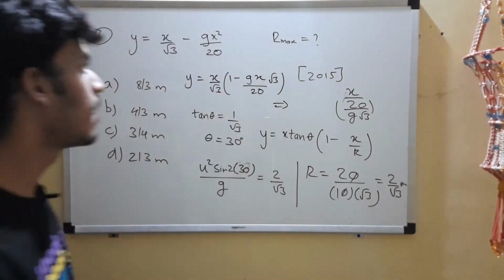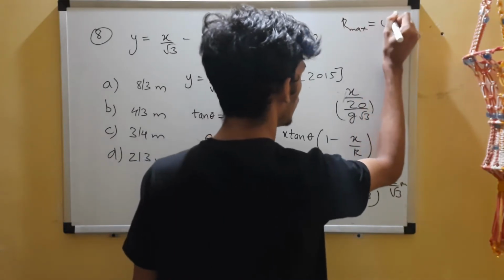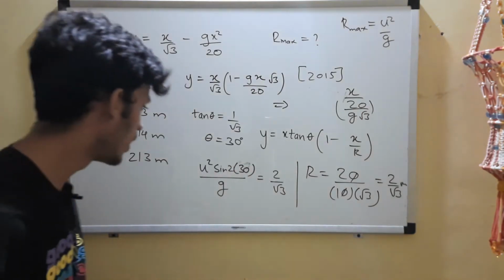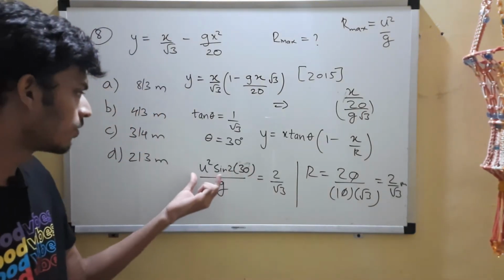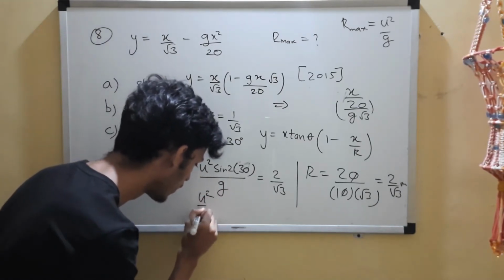But we want R max. What is R max? It is the formula u square by g, right? That sine 2 theta becomes 1. So that is the maximum value. So all we have to do is to find the value of u square by g, okay? So we can do it from here.